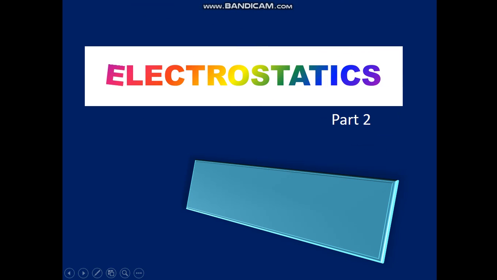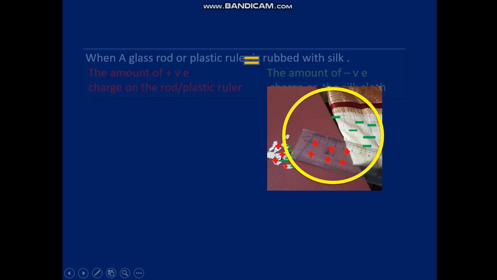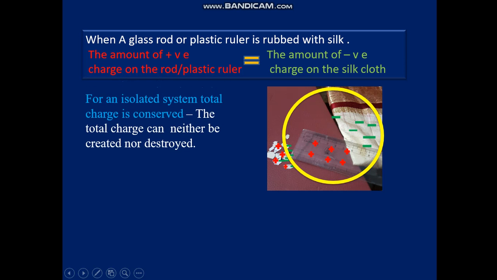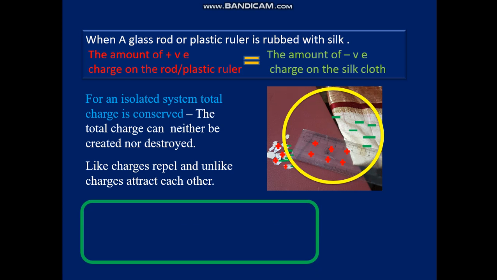Today we are going to study the second part of electrostatics. Now what is equal when you have that video which we had seen earlier, when a glass rod or a plastic ruler is rubbed on silk? The amount of negative charge on the rod or plastic ruler is equal to the amount of negative charge on the silk cloth. For an isolated system, total charge is conserved. The total charge can neither be created nor destroyed. Like charges repel and unlike charges attract each other.